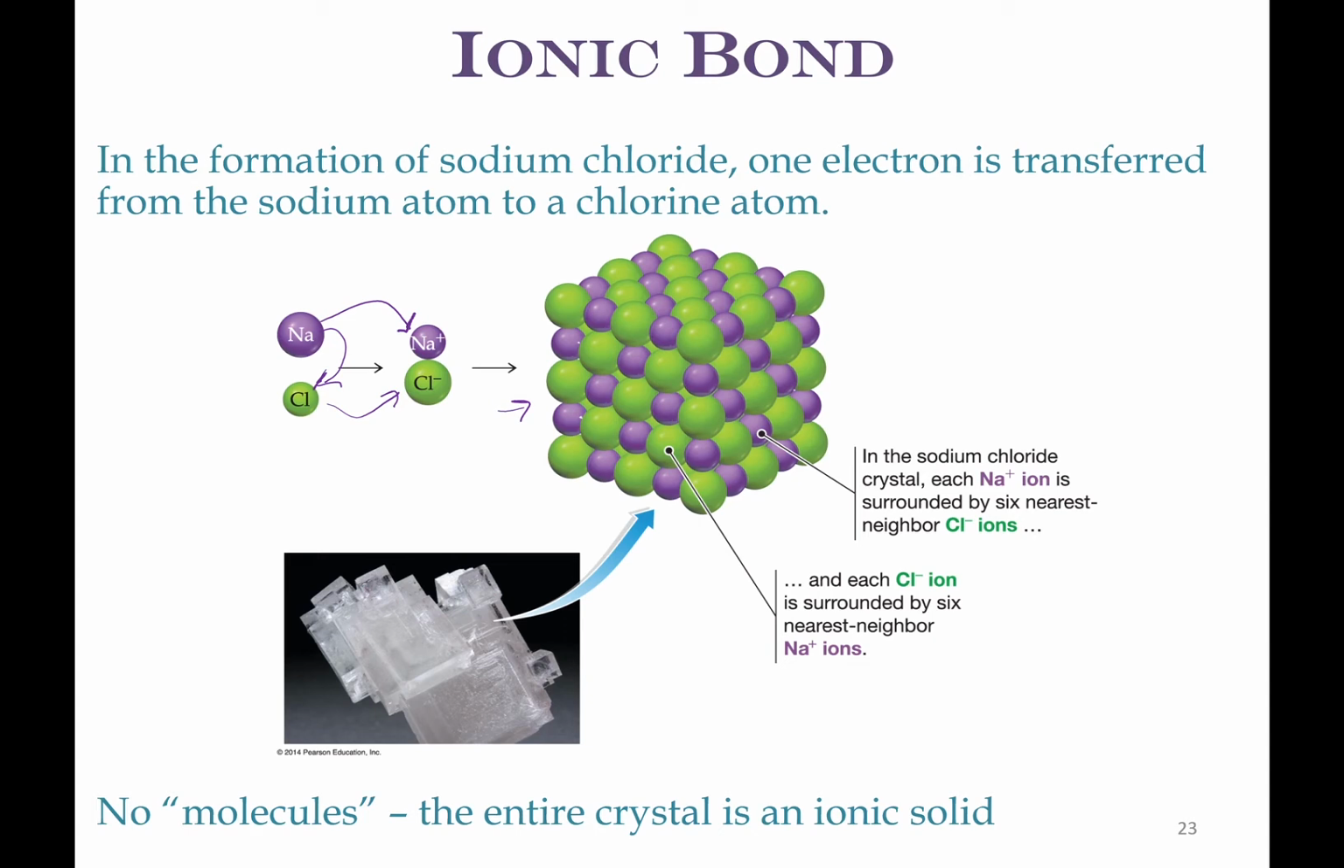In this picture, 1 purple sphere, 1 sodium ion, is going to have as its nearest neighbors 6 chloride anions surrounding it. And each chloride is going to be surrounded by 6 sodium cations. So this is going to be a crystal of this. And there are no molecules. It's repeating formula units through the entire ionic solid.